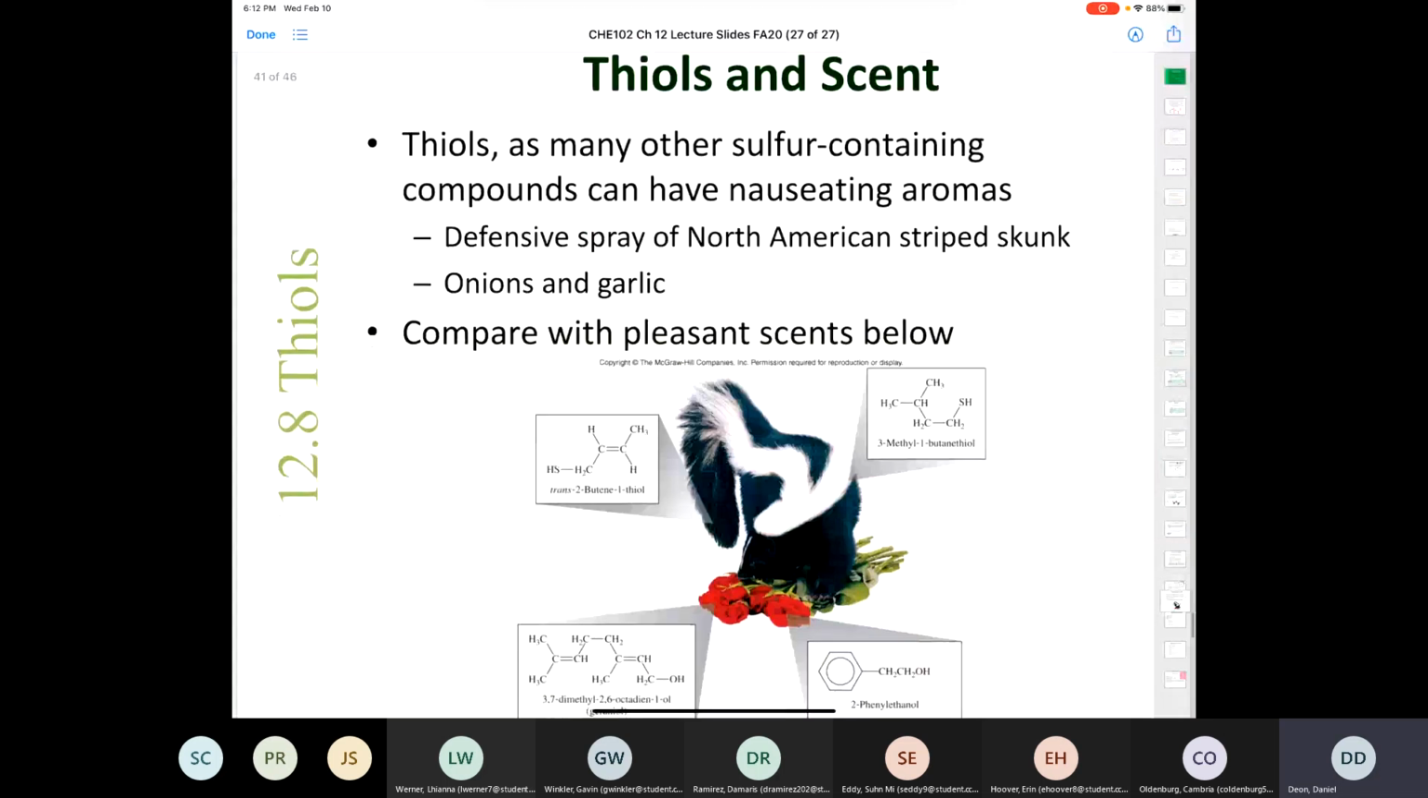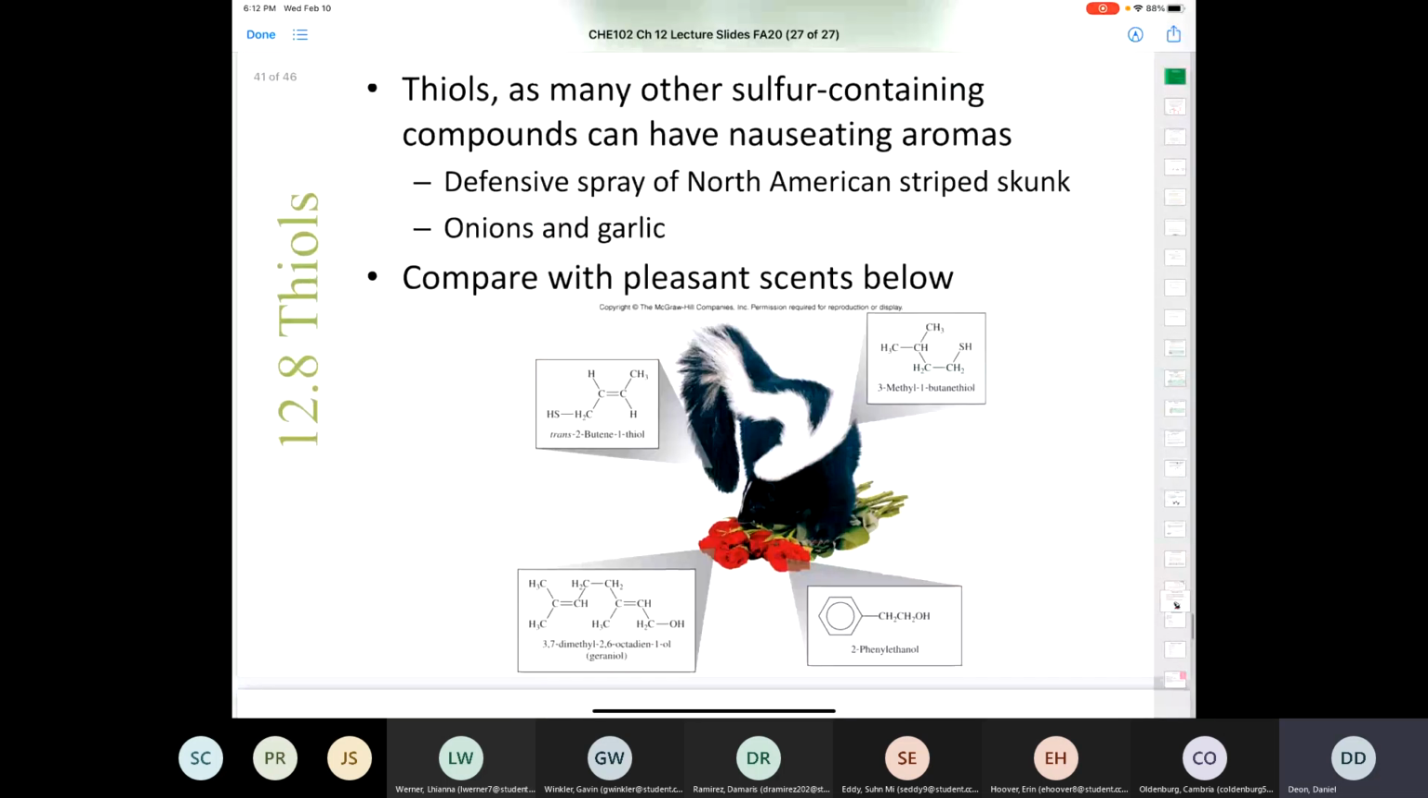A little more about thiols and scent. As I told you, thiols have terrible odors. Here it says they're nauseating aromas. For example, the strong odors that come from onions and garlic are not offensive to most people. Okay, they're good food, but a lot of people will get discomfort or feel like they might get a stomach ache if they eat too many onions, and that's because of the sulfur in there. It can cause sort of an unpleasant feeling.